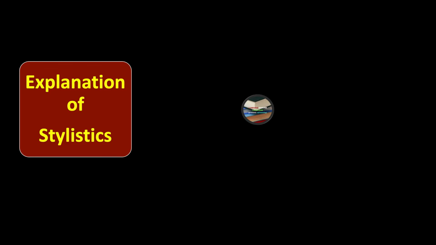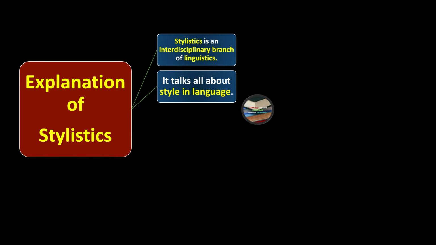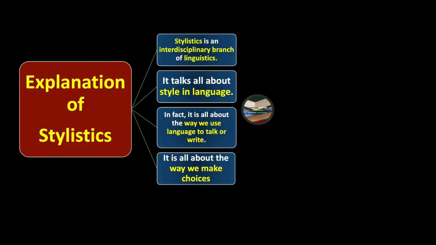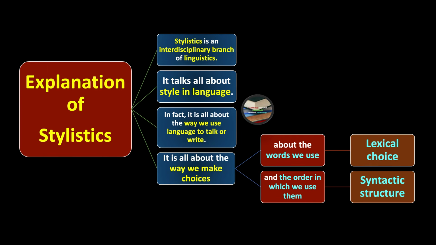We continue our discussion. Now we have the explanation of stylistics. How do we explain it? Let's see. Stylistics is an interdisciplinary branch of linguistics. It talks all about style in language. In fact, it is all about the way we use language to talk or write. It is all about the way we make choices. Choices about what? About the words we use, and this refers to lexical choice, and the order in which we use them, and this refers to syntactic structure.